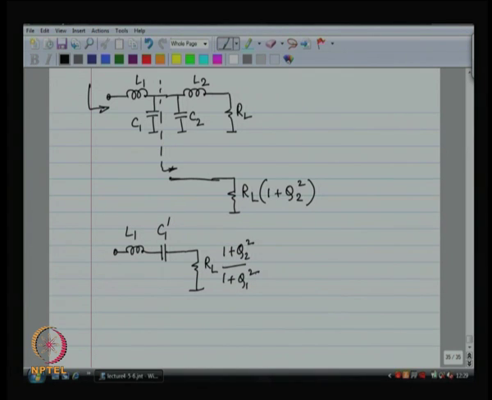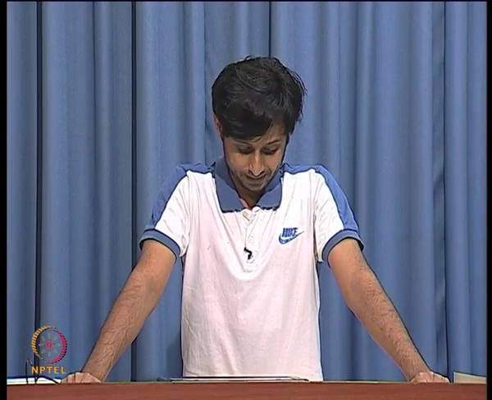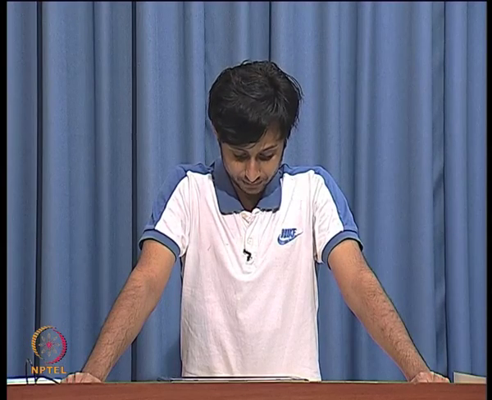Once again, very similar design equations. You basically have to figure out the values of Q 1 and Q 2 such that you get the desired transformation ratio between R s and R L.